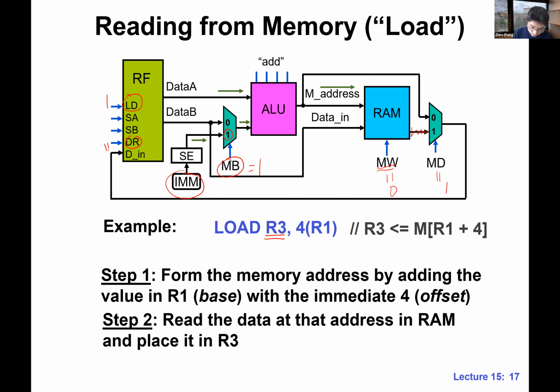Okay, and see here, we do want R1 to show up here, because we want to do R1 plus 4. The 4 is here. So what is SA? SA is 0, 1. Very good. Okay, SB. SB is don't care. Very good. Any more questions? I think there was one question somewhere.